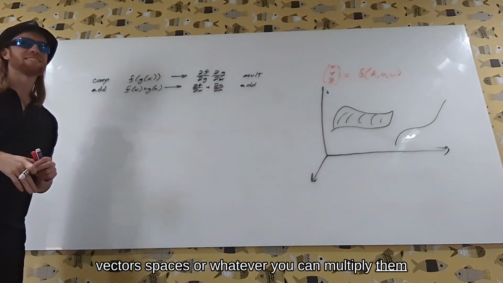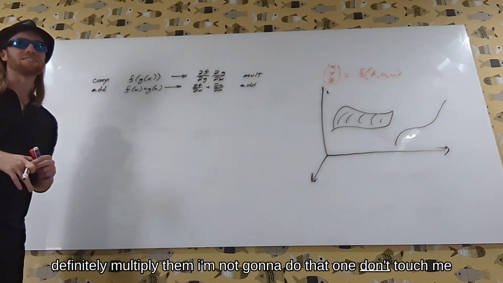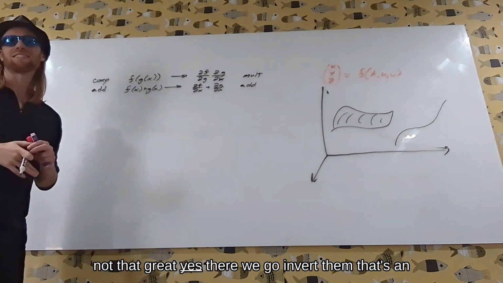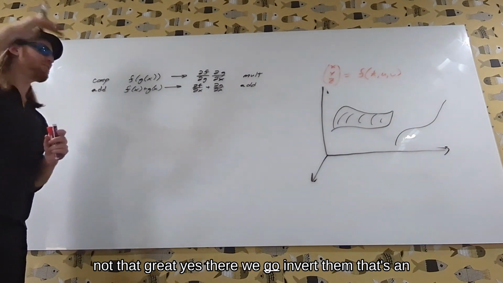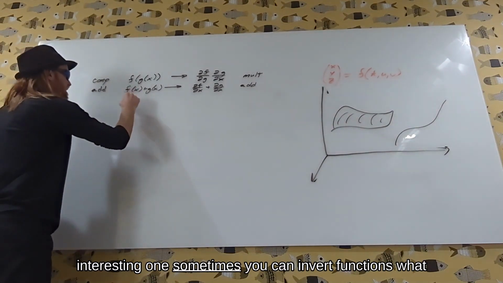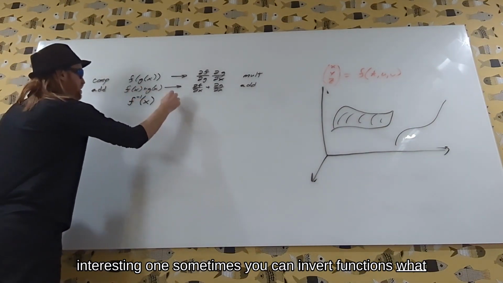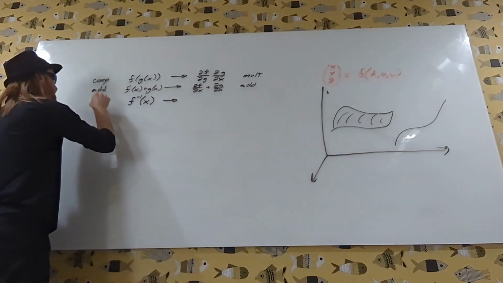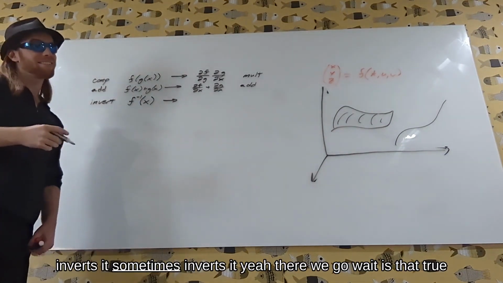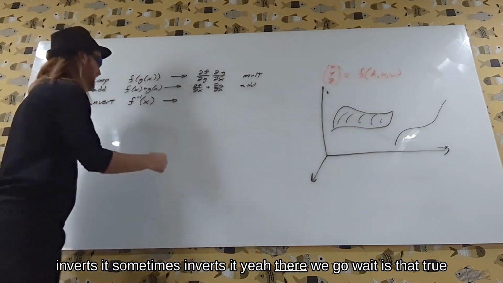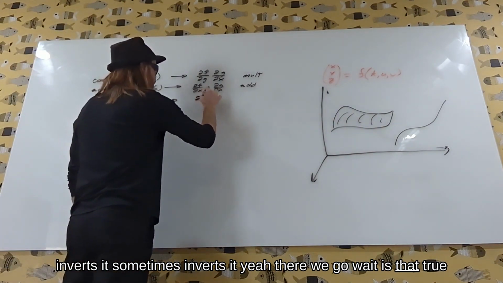You can multiply them. Definitely multiply them. I'm not going to do that one. I think that one's not that great. What else? Invert them? There we go. Invert them. That's an interesting one. Sometimes you can invert functions. What do you think that does to the corresponding matrix? Inverts it sometimes. Yeah. There we go.